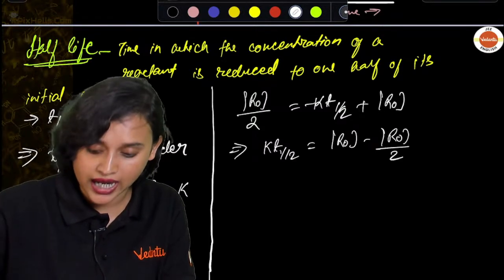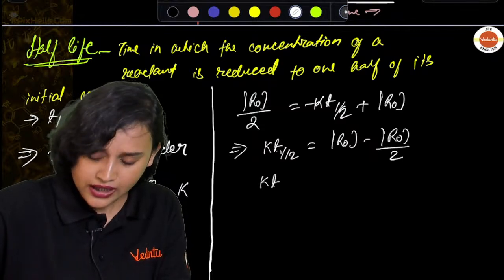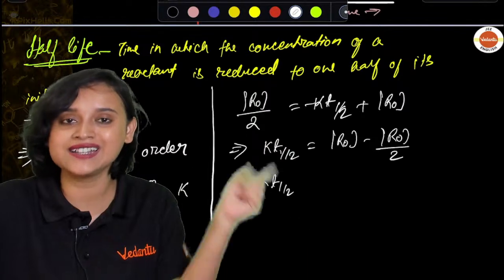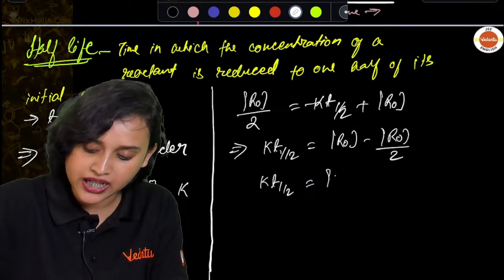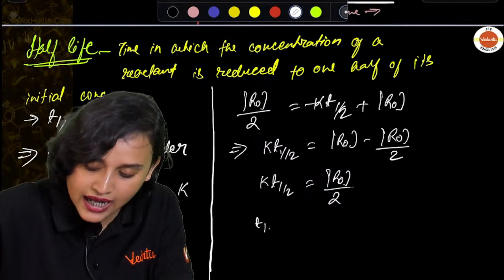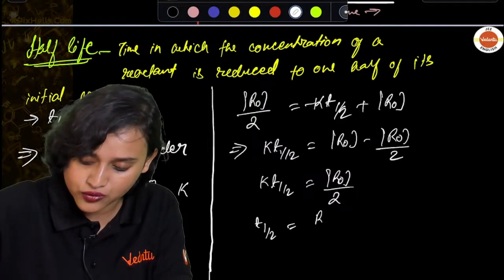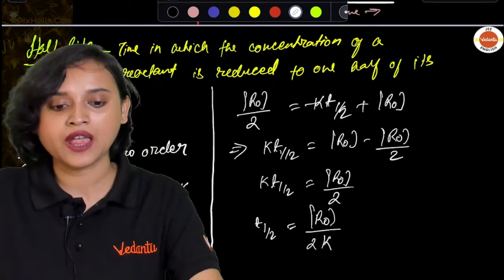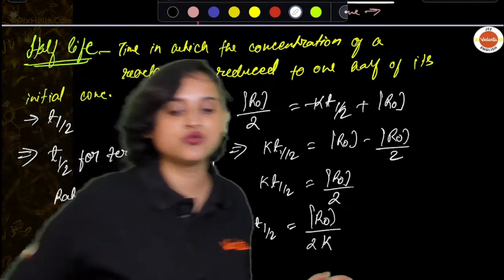And if I do that, see, this is very simple. 1 minus half will become what? 1 minus half will become half. So it will be R naught divided by 2. That means that T half is equal to R naught divided by 2.